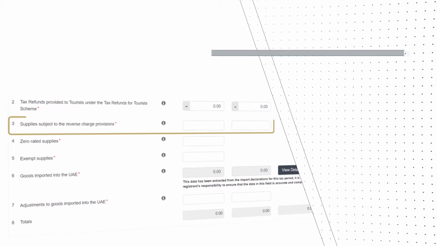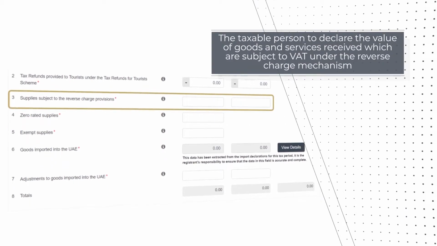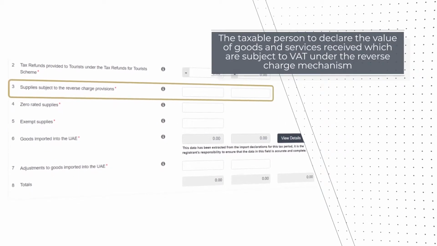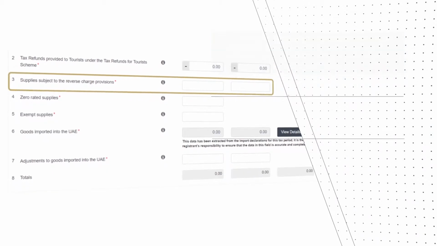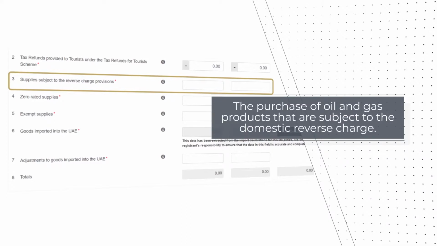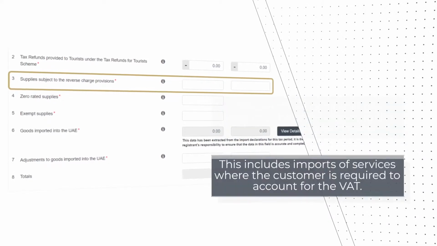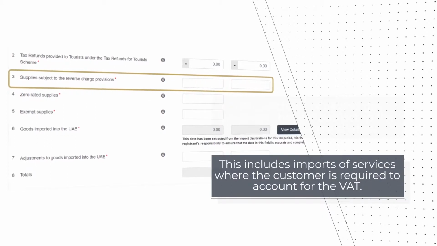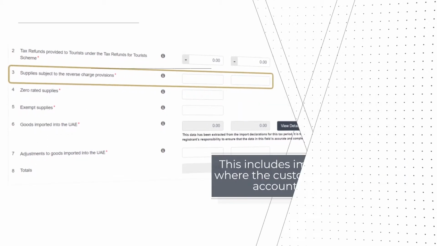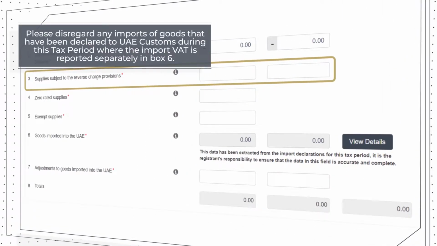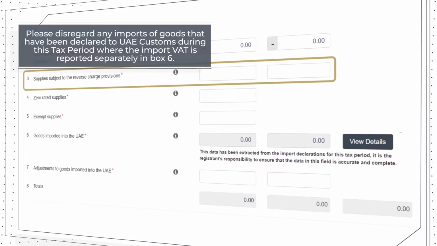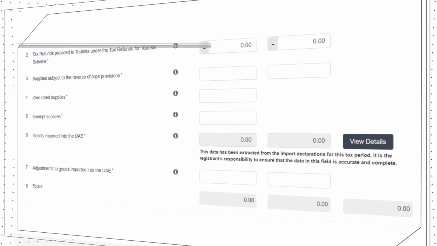Box 3 requires the taxable person to declare the value of goods and services received which are subject to VAT under the reverse charge mechanism, as well as the purchase of oil and gas products that are subject to the domestic reverse charge. This includes imports of services where the customer is required to account for the VAT. Please disregard any imports of goods that have been declared to UAE customs during this tax period, where the import VAT is reported separately in Box 6.